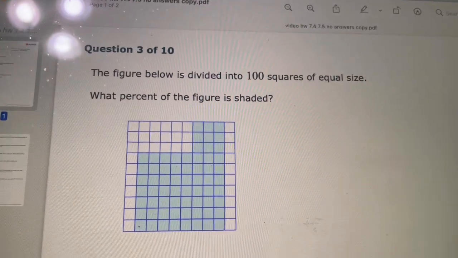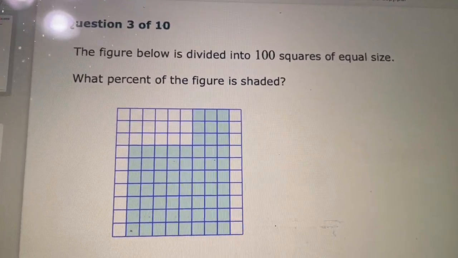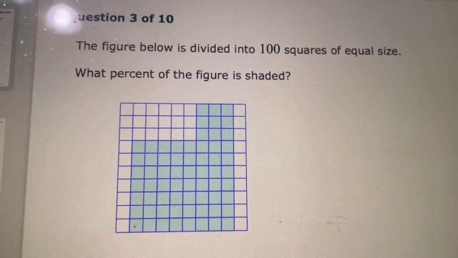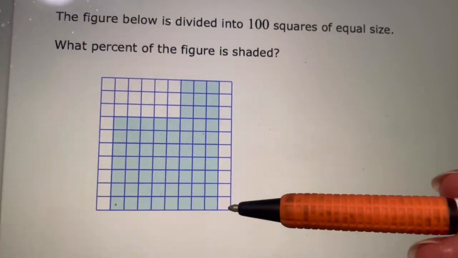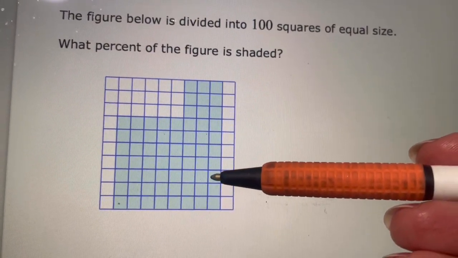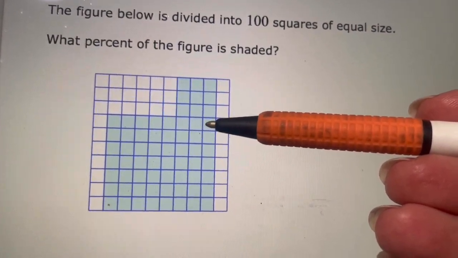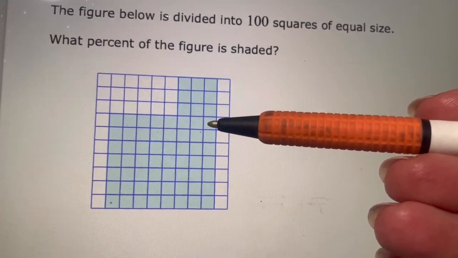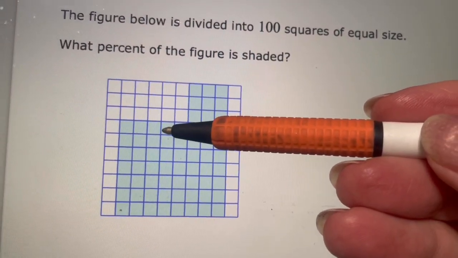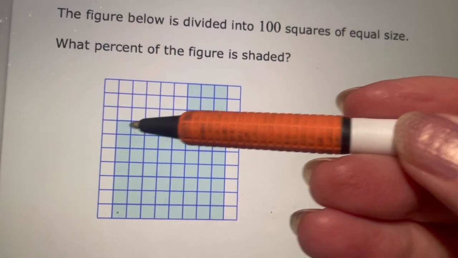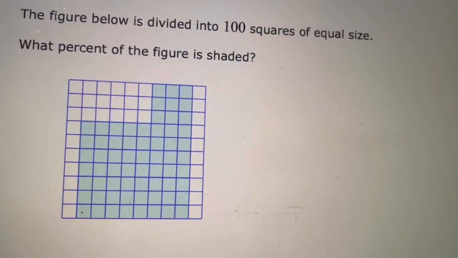Question 3. The figure below is divided into 100 squares of equal size. What percent of the figure is shaded? So we actually need to count what's going on here. Okay, so 1, 2, 3, 4, 5, 6, 7. Now let's go across. 1, 2, 3, 4, 5, 6, 7, 8. So 7 times 8 is 56. So I'm going to write down 56 on my paper.